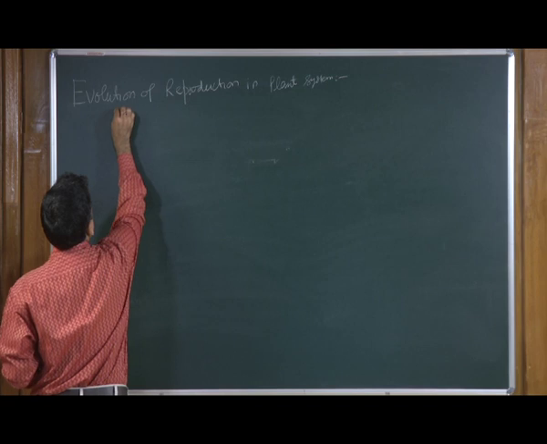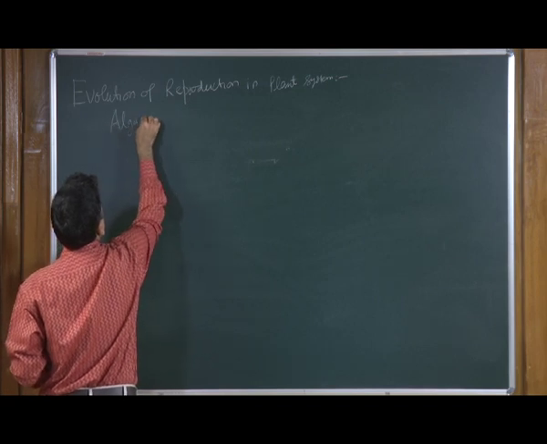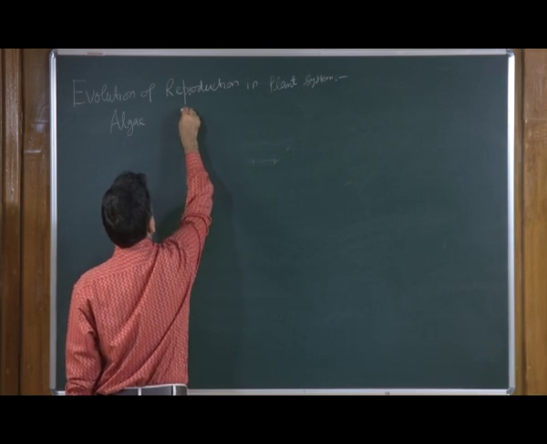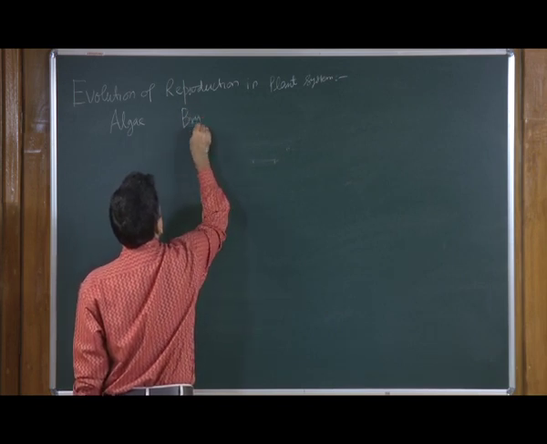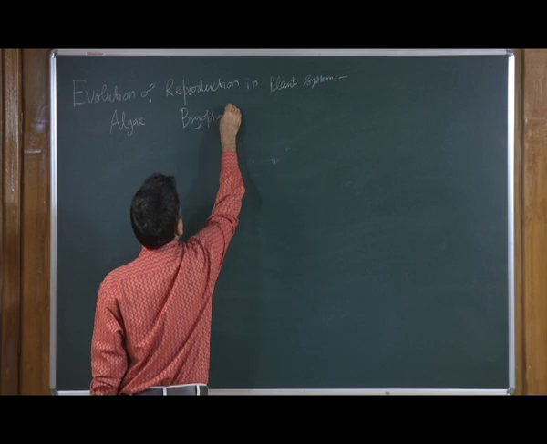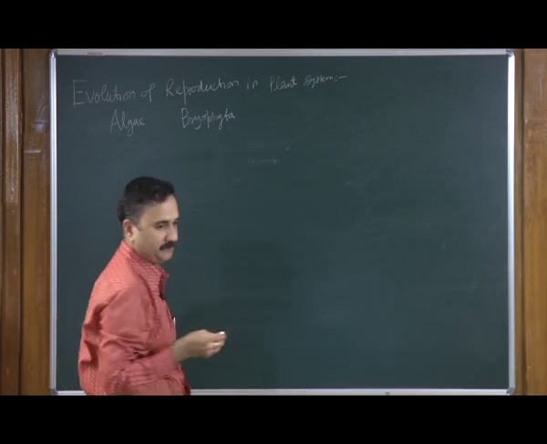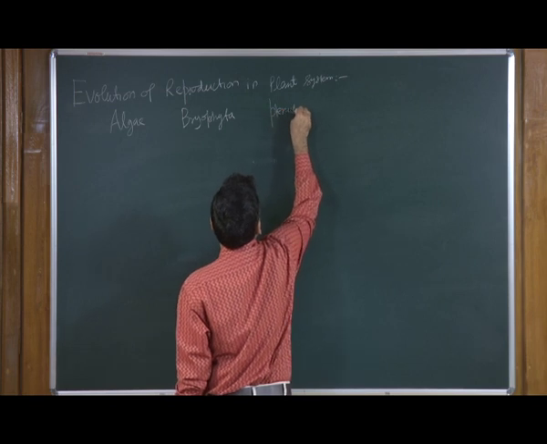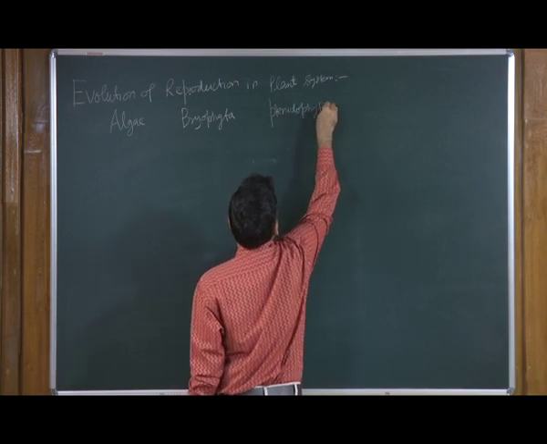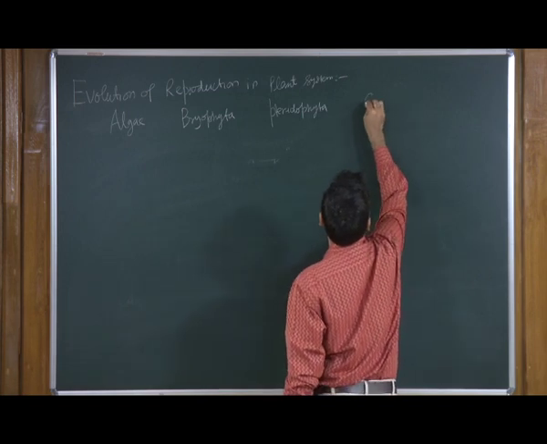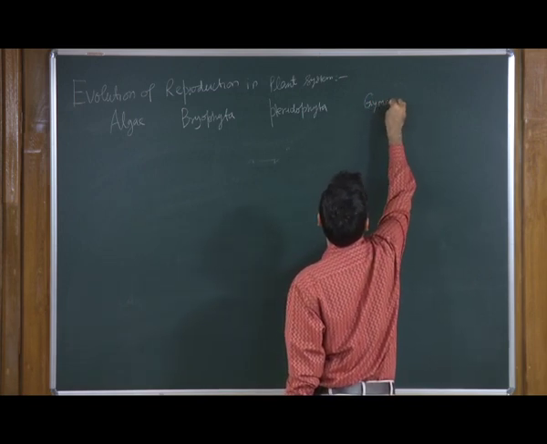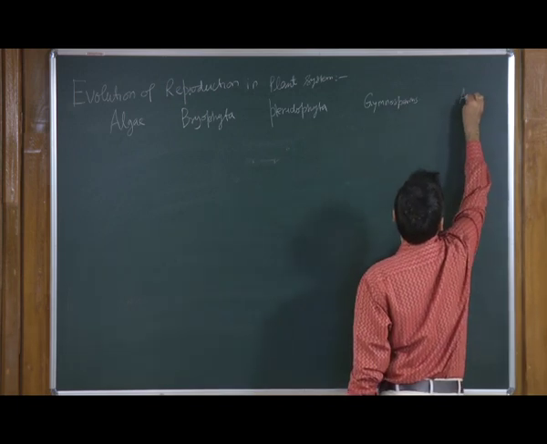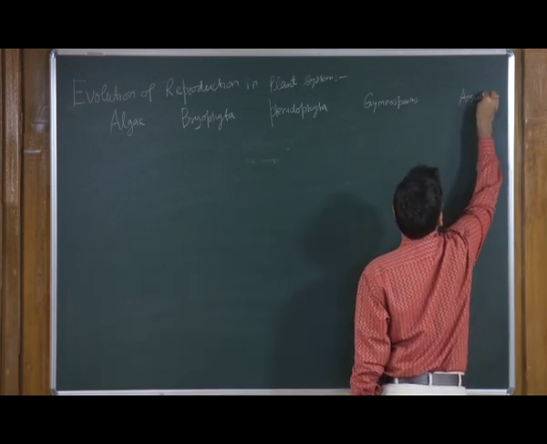So, we have algae, we have Bryophyta, we have Pteridophyta, then we have gymnosperms, and then ultimately we have angiosperms.